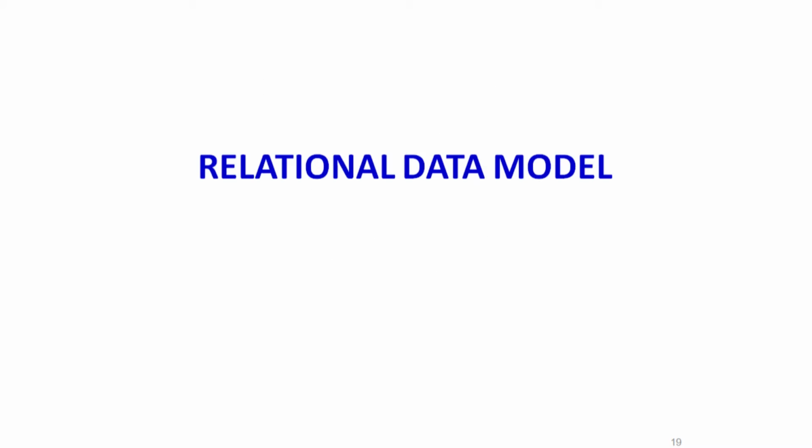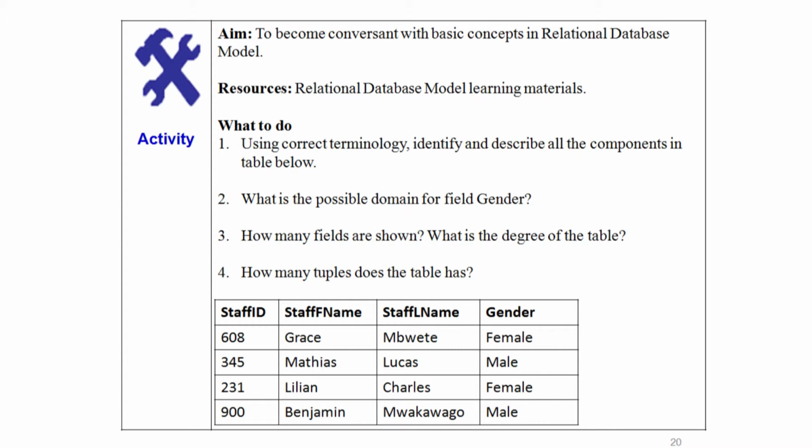Now the fifth topic is relational data model. Well, we've got activity there. The aim of this activity is to become conversant with the basic concept in a relational database model. Resources, you need relational database model learning materials. The task, what to do, using the correct terminology, identify and describe all the components in the table below. We have the table with 4 columns: staff ID, staff name, staff last name, and gender.